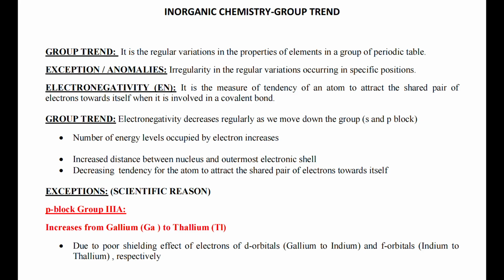For the group trend, the electronegativity decreases regularly as we move down the group. And why is it so? Because we know that as we move down the group, the atomic radius increases. Because of this increasing atomic radii, the number of energy levels occupied by the electrons also increases. Since the distance between the nucleus and the outermost electron shell increases, the attractive force of the nucleus toward its outermost electrons also decreases. This weaker attractive force results in a decrease in the electronegativity.